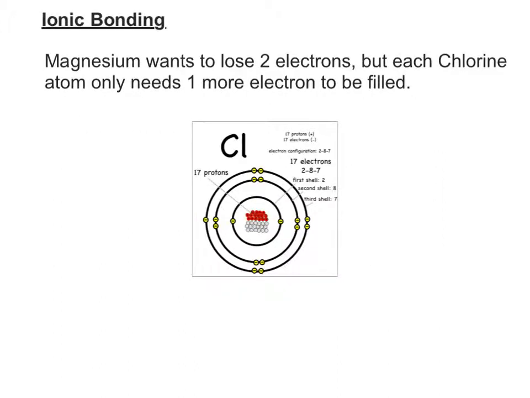Magnesium wants to lose 2 electrons, but each chlorine atom only needs 1 more electron to be filled. If you remember, chlorine has 7 valence electrons, so it needs only 1 more electron to be filled. So if magnesium needs to lose 2, only 1's going to go to chlorine. So we have a little problem here. What's going to happen to the other electron that magnesium needs to lose? Let's find out.